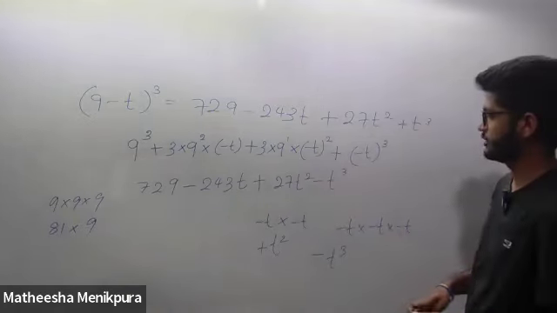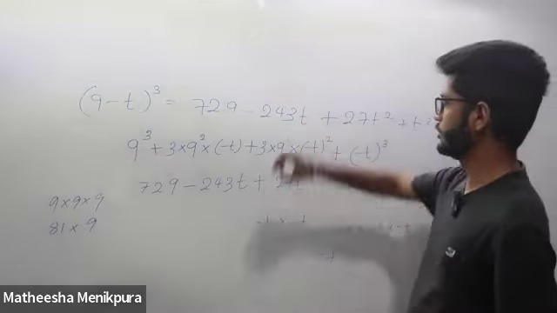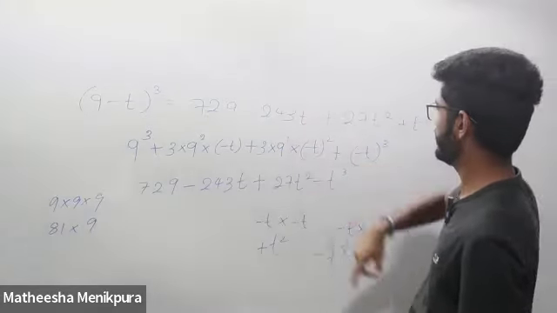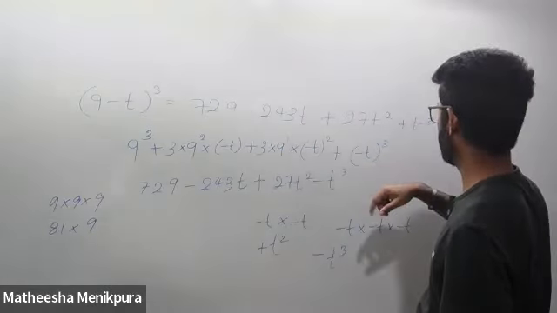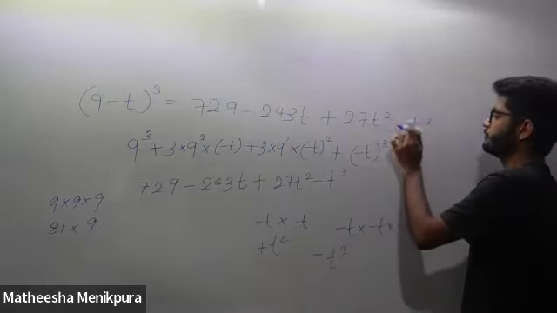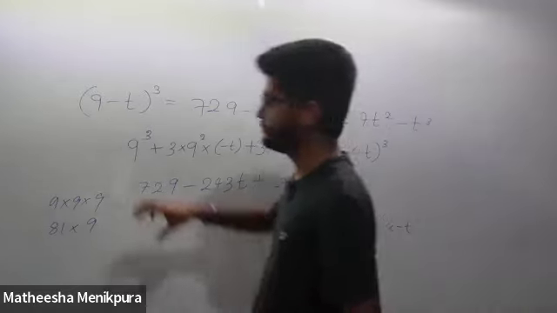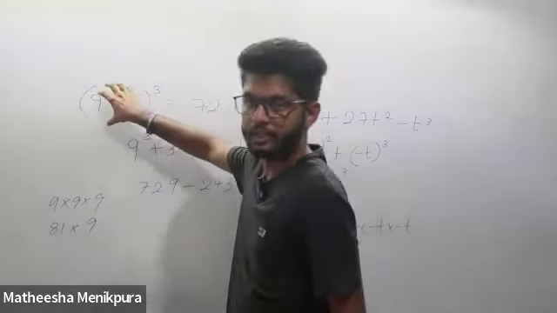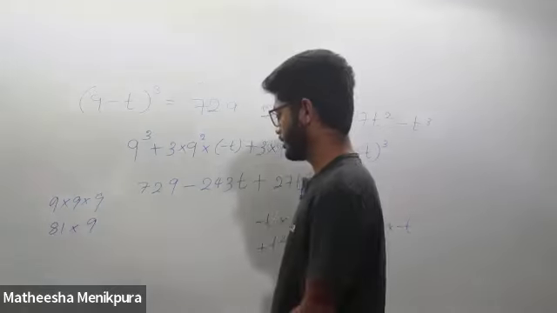Okay, so that is the answer. You got the correct answer, I think. 729 minus 243t plus 27t squared. Here, it should be minus t squared. It should be minus t squared. Now here, second term is minus t. Minus t to the power 3.